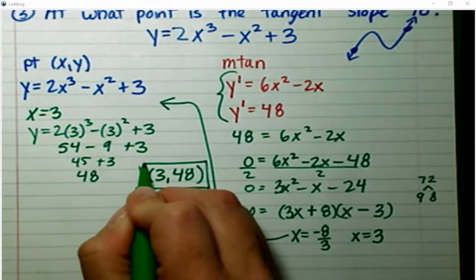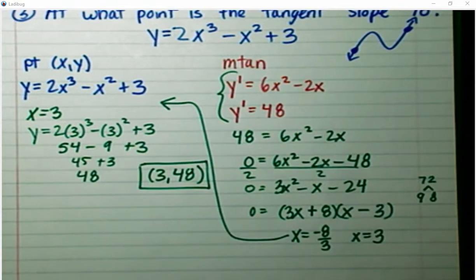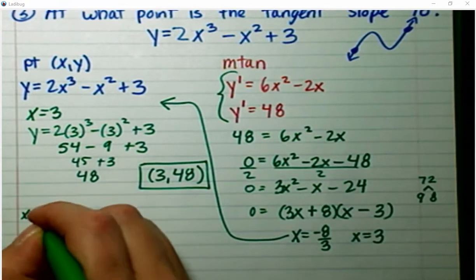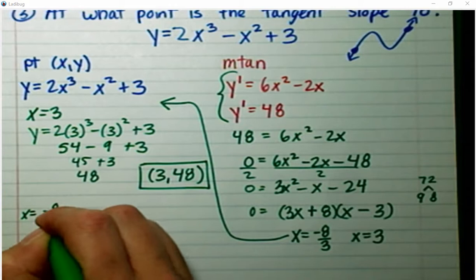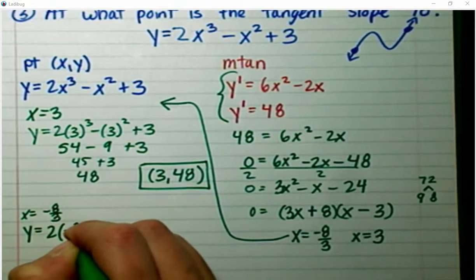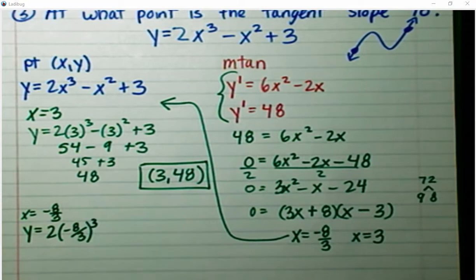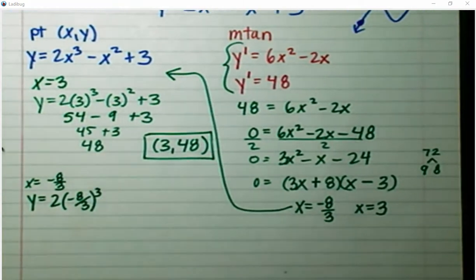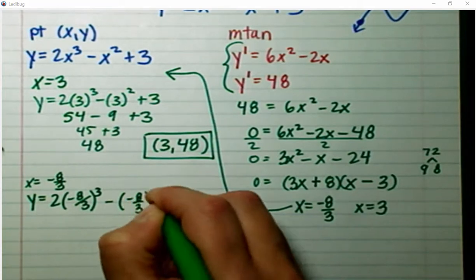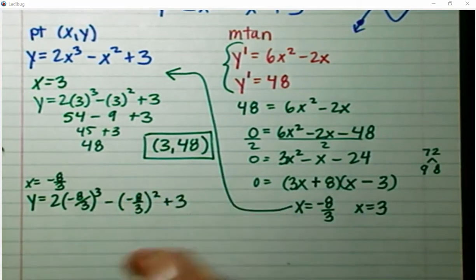Okay, there's 1 point. How do you get the other point? Negative 8 over 3. Plug it in. Okay, I'm not going to do this one by hand because it's kind of tedious. I'm just going to write it down, and then I will evaluate using a calculator or Desmos. So I'm going to open up Desmos because it's easier to type in there.